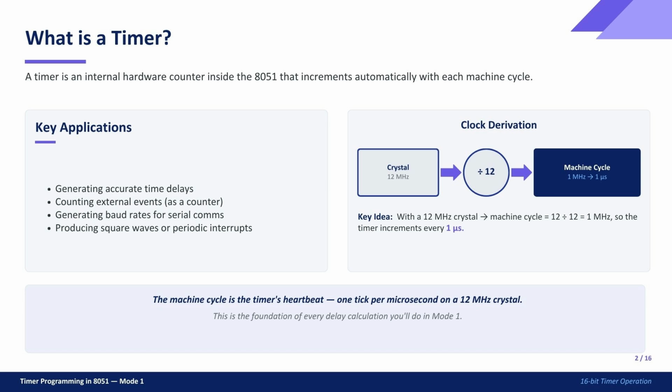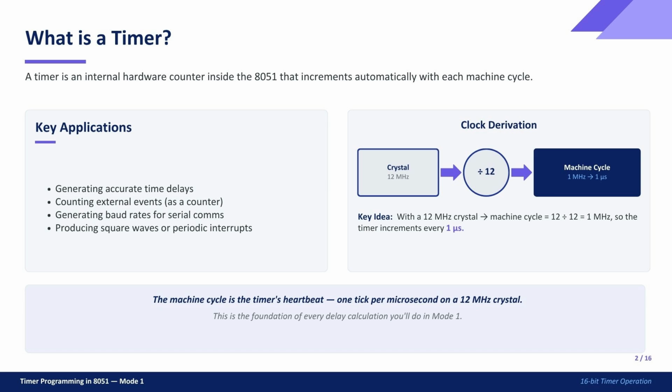Now, why do you need timers? There are four main reasons. First, generating accurate time delays. For example, when you want an LED to blink every half second, or when you want a delay for a specific amount of time before sending data.